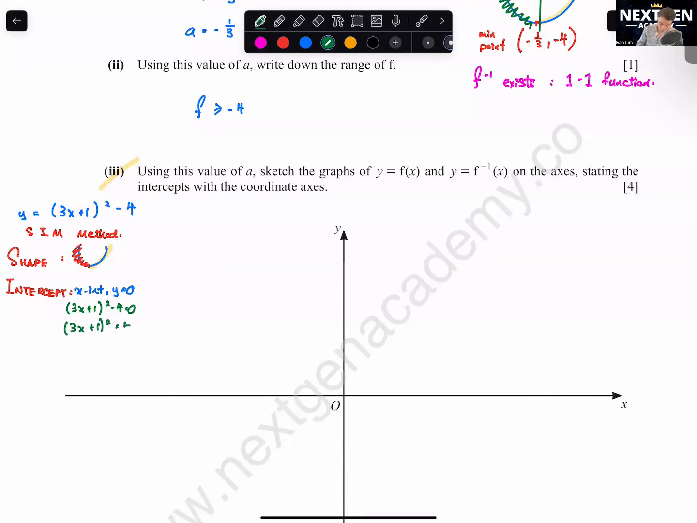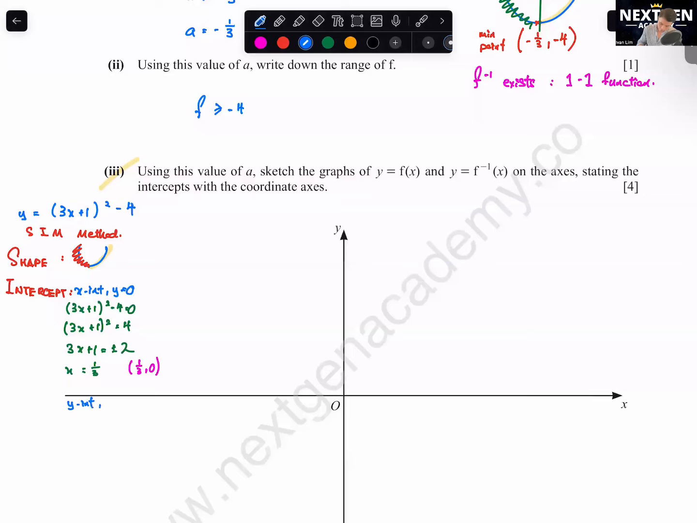3x plus 1 squared equals 4, so 3x plus 1 equals plus or minus 2. For my x, I will only take the positive one because there's no negative over here. You can go and count both, but you will need to reject it. I don't want to write so many things. So here, you get x equals 1 over 3. So my x-intercept is (1/3, 0).